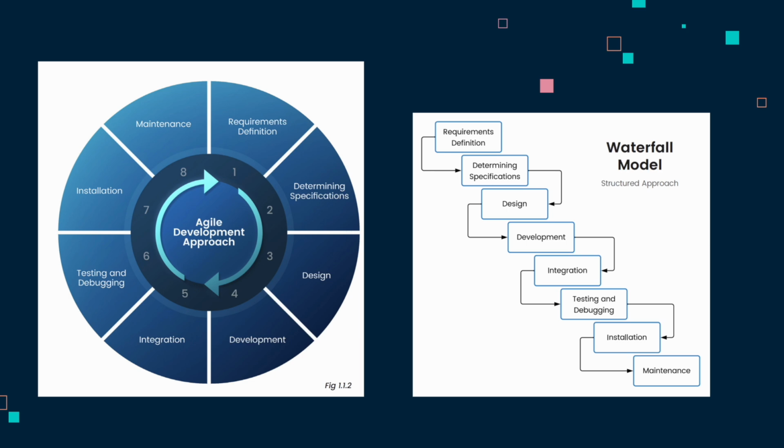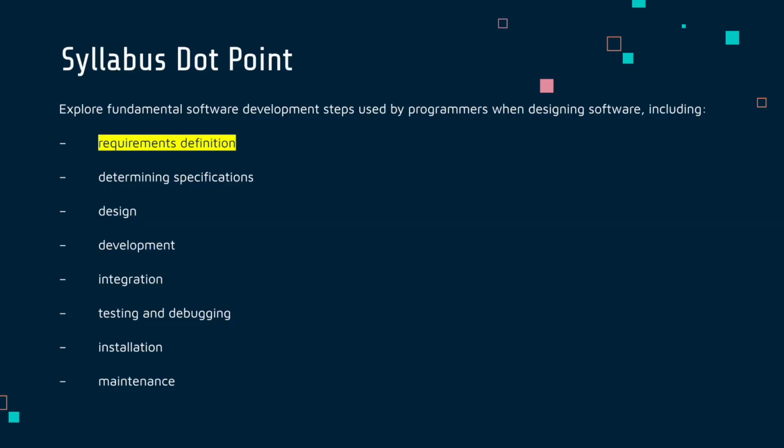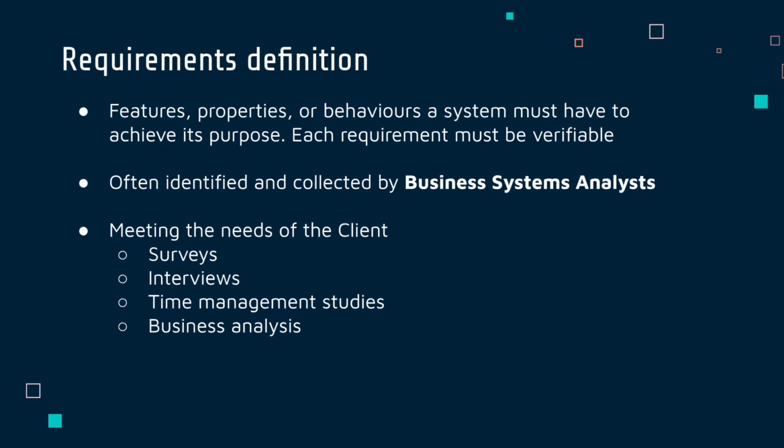The first step that we are going to look at today specifically is the requirements definition. The requirements definition really involves an investigation of the key features, properties, or behaviors a system might need to achieve to process. Each requirement must be verifiable, you must be able to measure it, and it must seem to be actually a need.